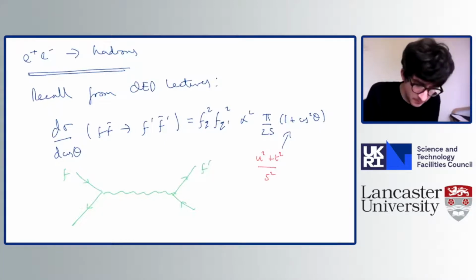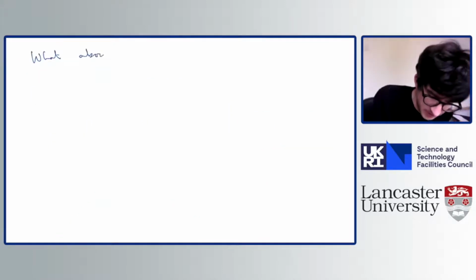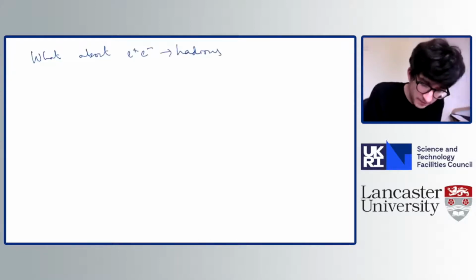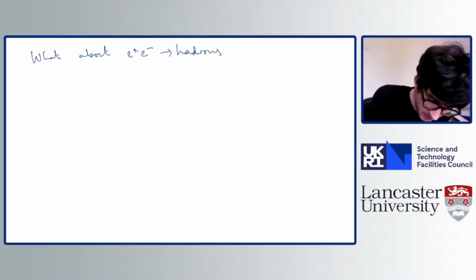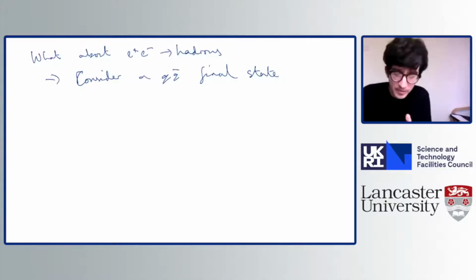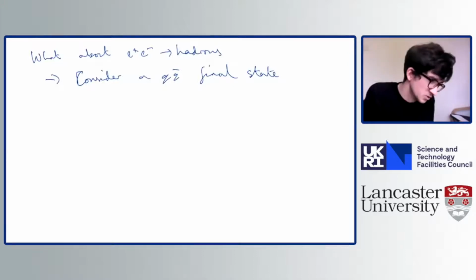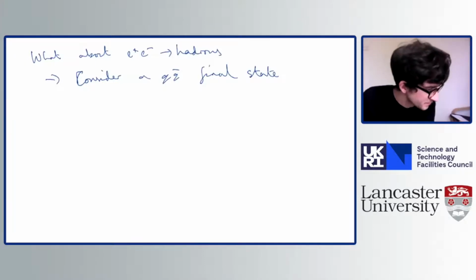But let's generalize that. So what about E plus E minus to hadrons? Well, as you actually saw in your QCD part of the lecture, maybe rather briefly, the idea here is that we consider a quark antiquark final state. I'll come back a little bit more to the connection between that and the fact these things are hadrons, but clearly, if we're going to produce hadrons, you need to produce quarks and antiquarks, and that's the lowest order diagram you can draw. So that's the basic idea.